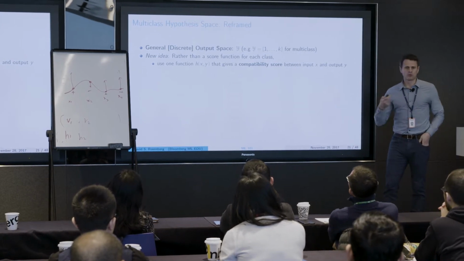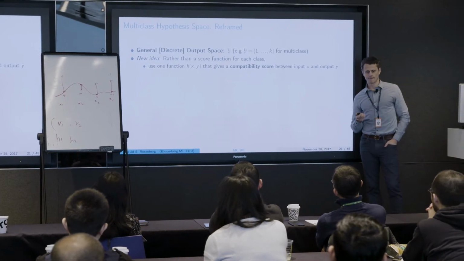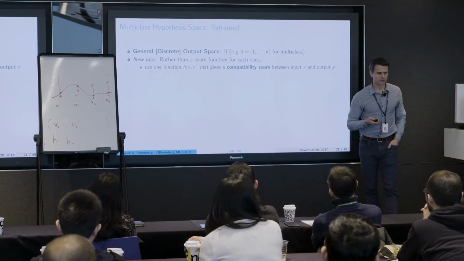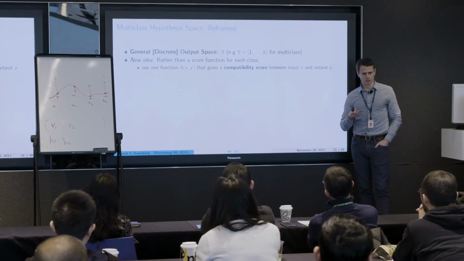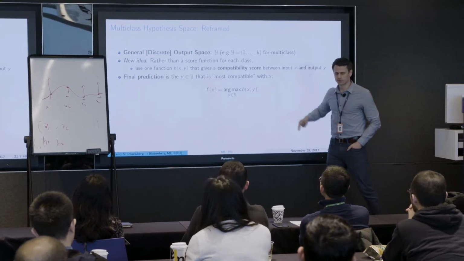Is that clear? So then what would a prediction be in terms of the compatibility score function? Argmax over y of h of x, y for each x. Exactly, yeah. That would be a prediction.